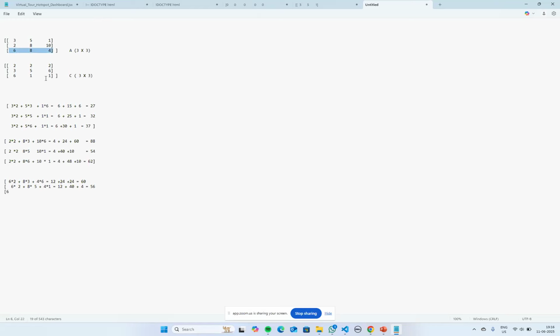So this row with this column, 2, 6 and 1. Yes, sir. 6 into 2, 8 into 6, and 4 into 1. That would be 12 plus 48 plus 4, that is 64.